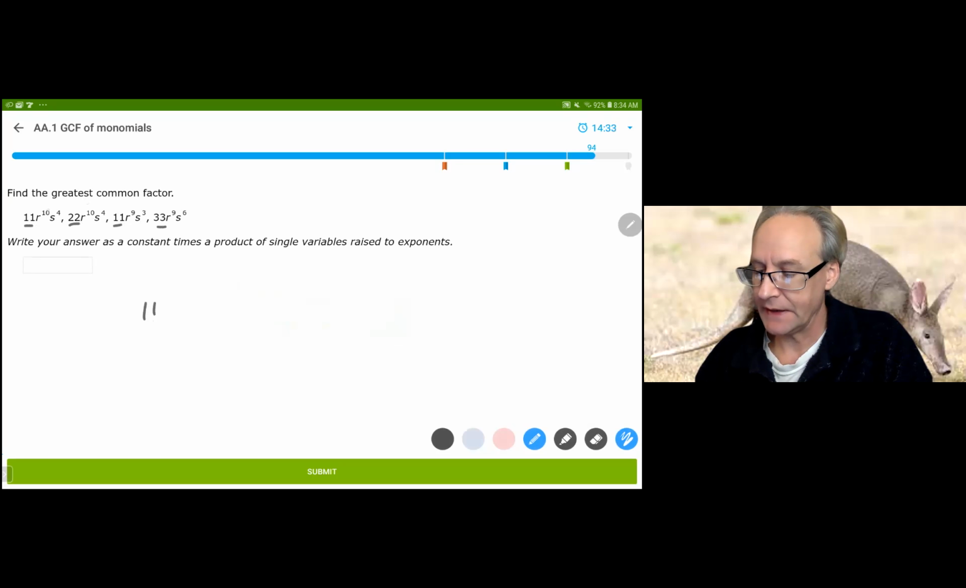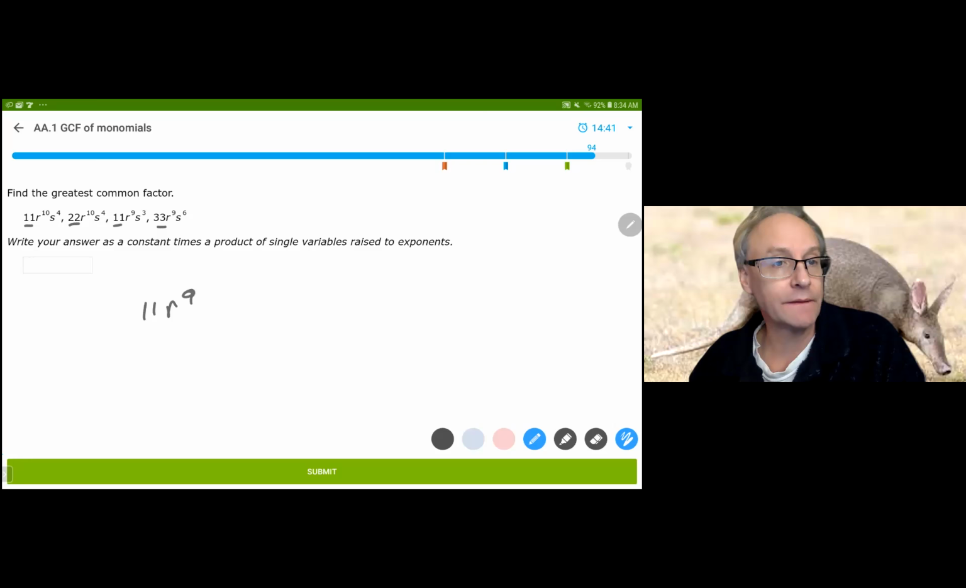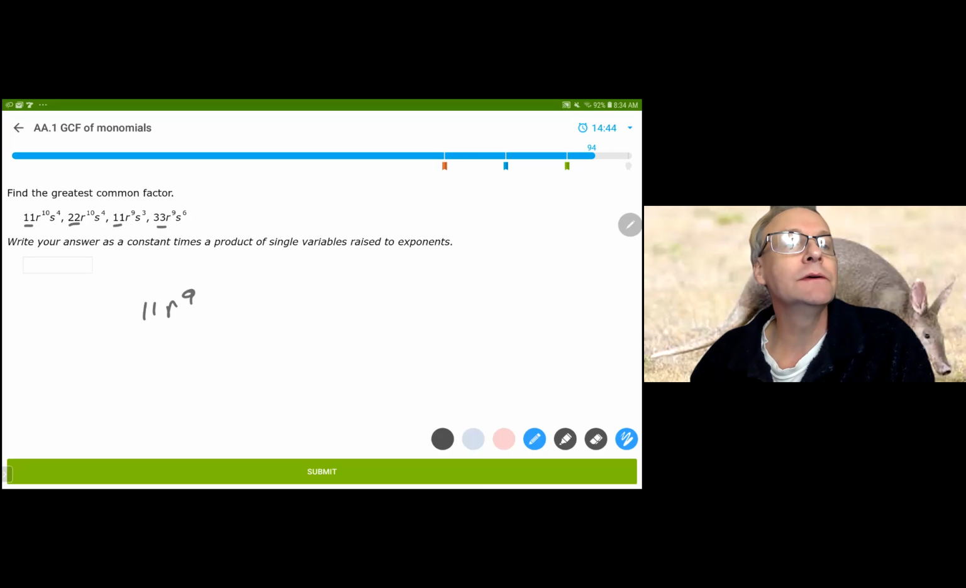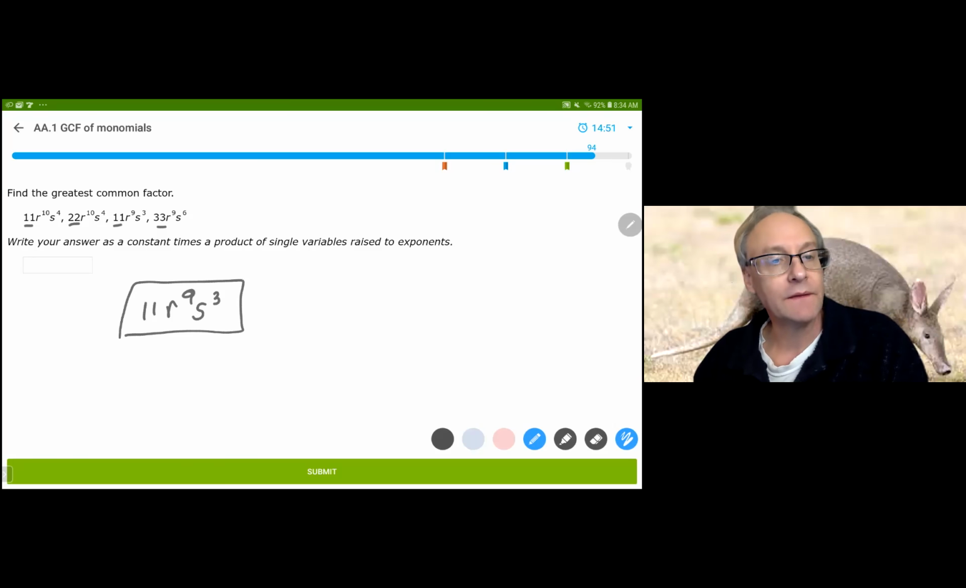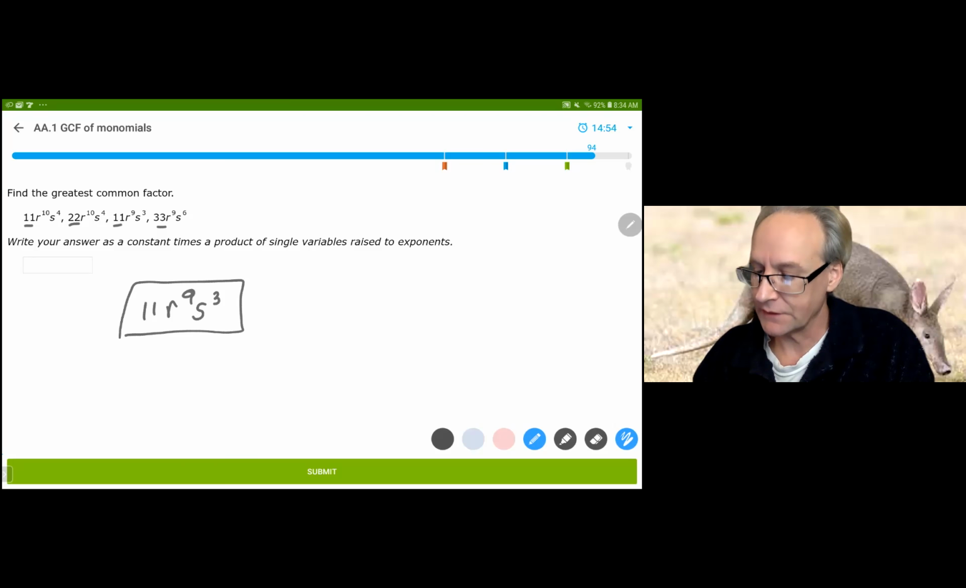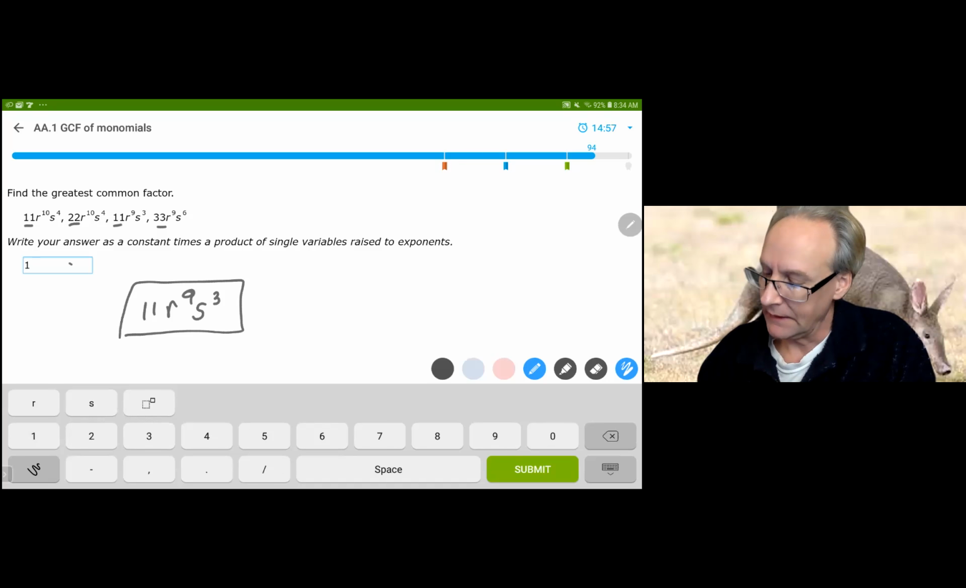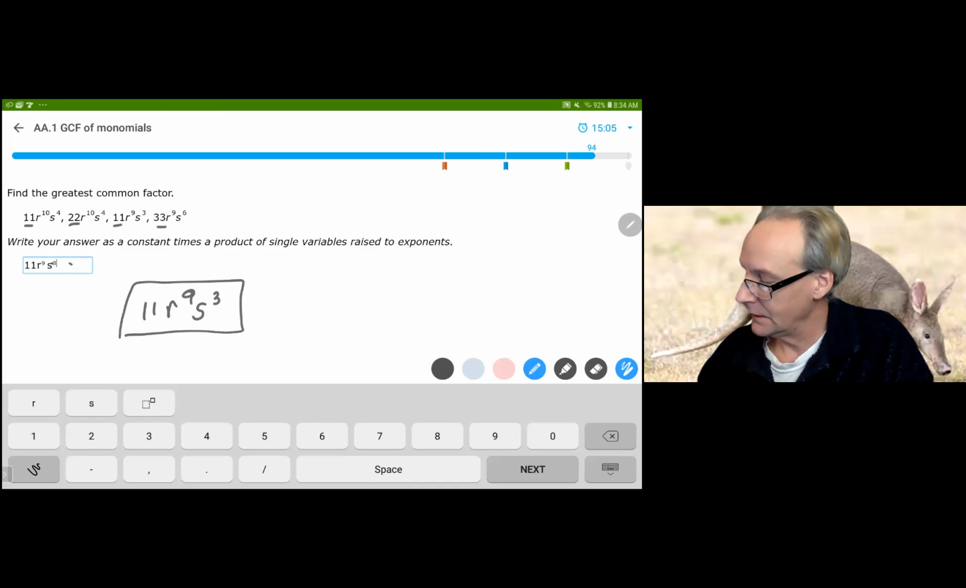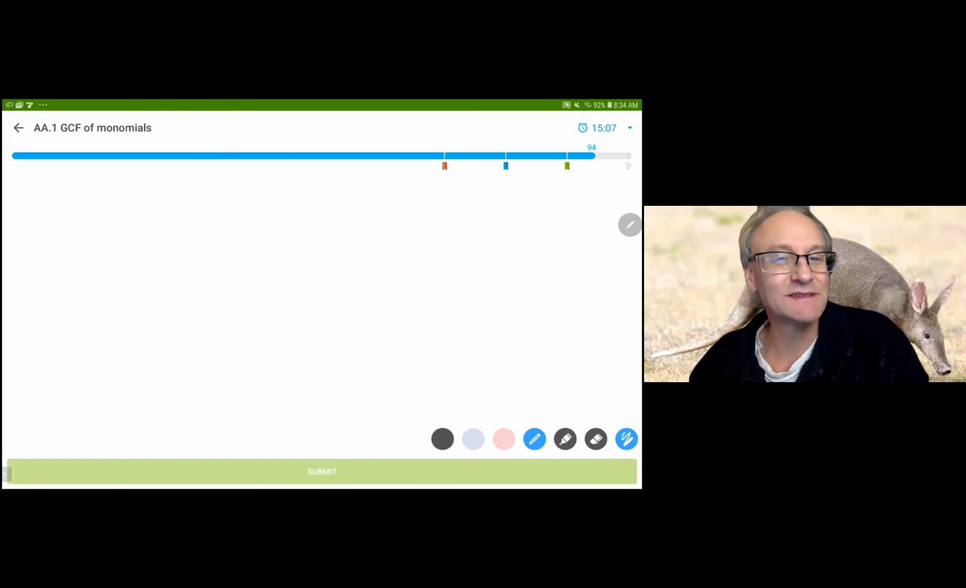R's, there's an R to the 10th, an R to the 10th, an R to the 9th, and an R to the 9th. R to the 9th is the smallest exponent on the r's. And we have an s cubed, an s to the 4th, and an s to the 6th. S to the 3rd is the smallest of the s's. And this is our greatest common factor. 11r raised to the 9th, s raised to the 3rd. It's that easy, I promise. It's not so bad. You can do this.